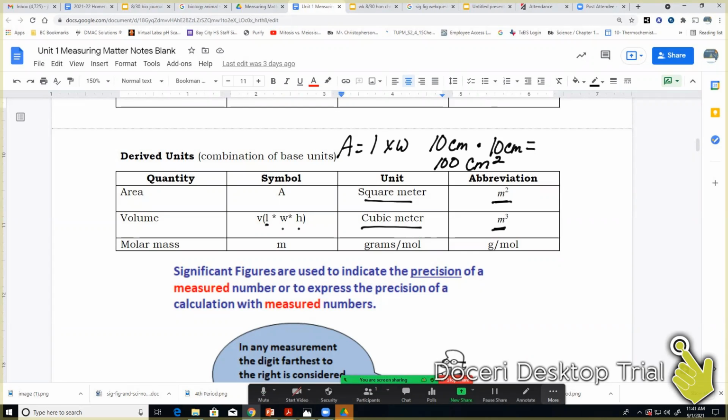Molar mass, which we use a whole lot in chemistry. Little m, the derived units is grams per mole, or g per mol. Mol is the abbreviation for mole, not little m, because that represents something else.